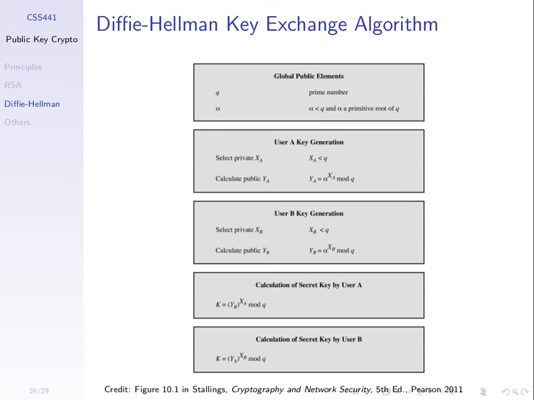I will tell you the value we'll use for alpha, so you don't need to calculate that. But these will be public. Everyone knows them. User A will go through some steps, exchange some values with user B. Any questions?